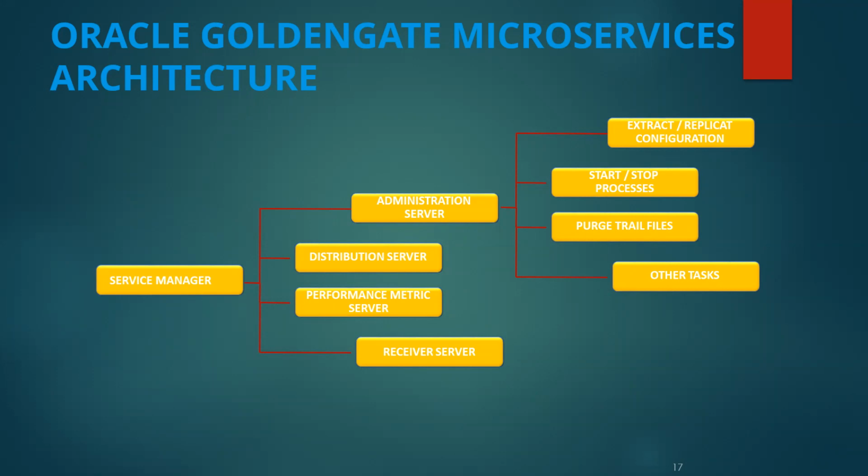One is Goldengate home, second is service manager home, and third is deployment home. Under Goldengate home, you install the Goldengate microservices binaries. Service manager home is for service manager, and deployment home is for deployment.